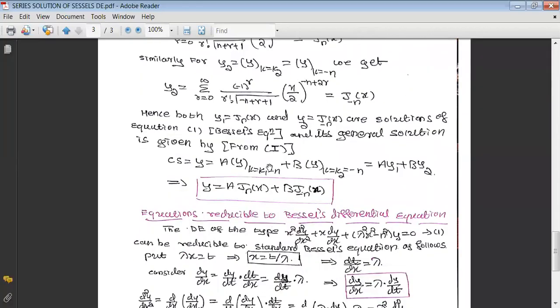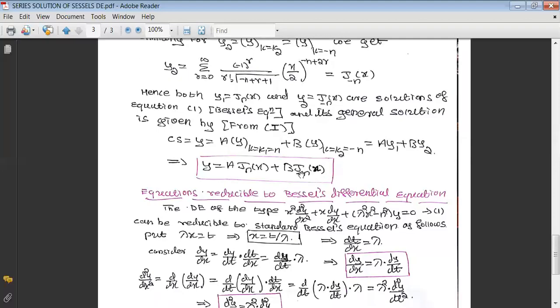Therefore, if you substitute the respective values of y1 and y2 as Jn(x) and J minus n(x), we get this one as the required complete solution for Bessel's differential equation in terms of Bessel's function. Therefore, y equal to capital A into Jn(x) plus capital B into J minus n(x), and this will be the required series solution of Bessel's differential equation leading to Bessel's function. That will be the required series solution.